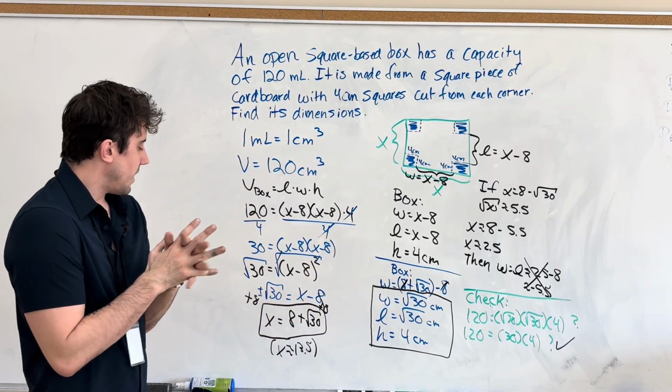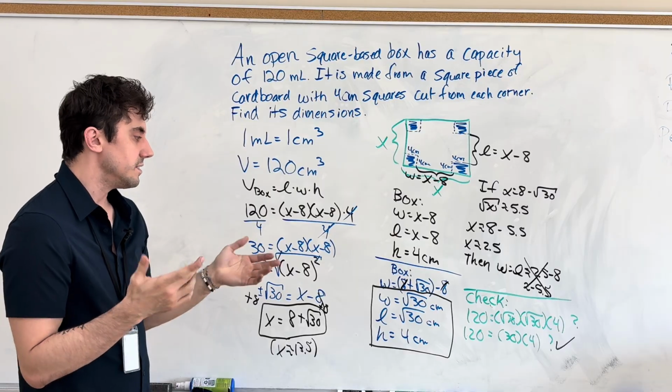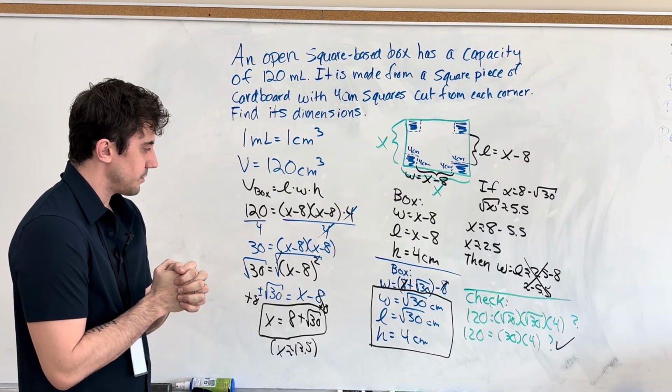I really like this problem. I thought at first glance that our dimensions were going to be nice integer values, but root 30 is a nice exact value at the very least.